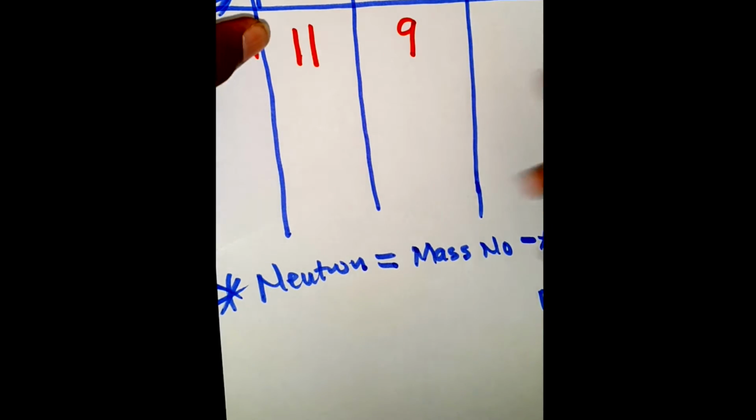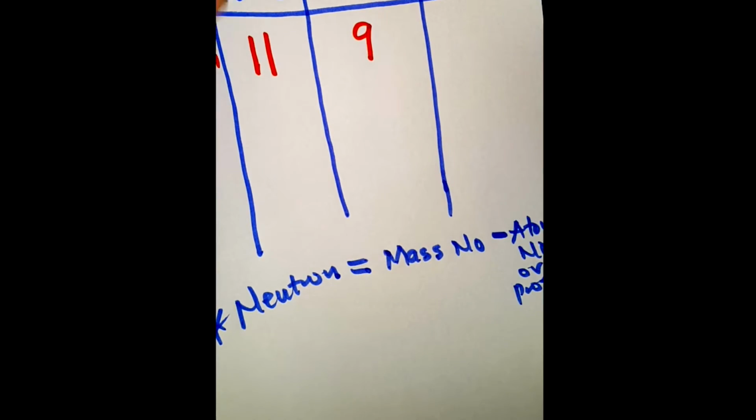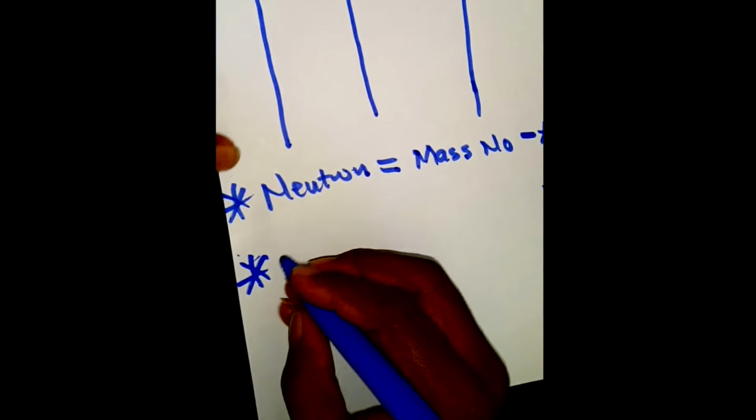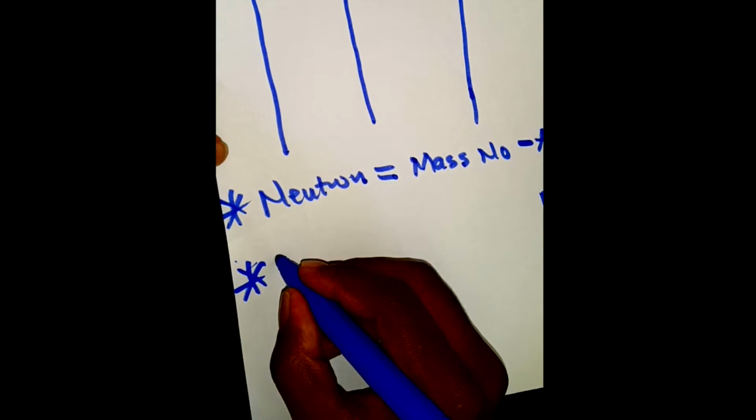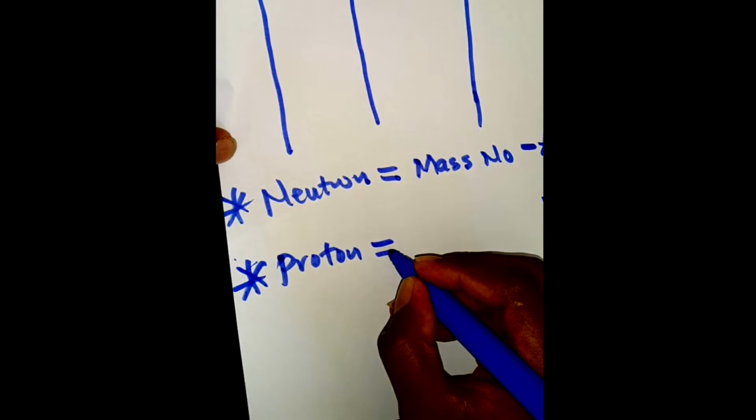And the number of electron is the same as the number of proton, which is 11. This is another thing you have to have in mind. The proton is always equal to electron.